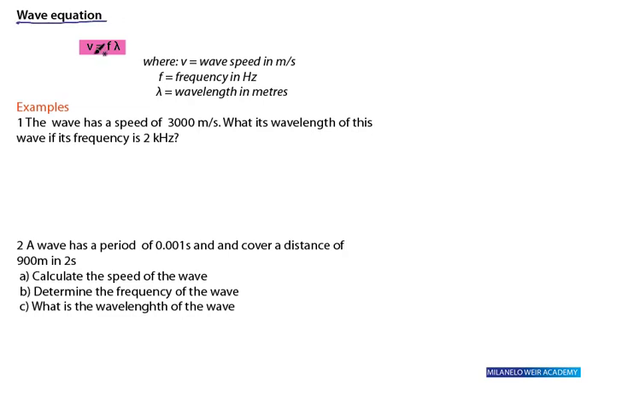So the wave equation is V is equal to F times lambda, where V is the speed of the wave in meters per second, the frequency is denoted by F and the units are hertz, and lambda is the wavelength in meters.